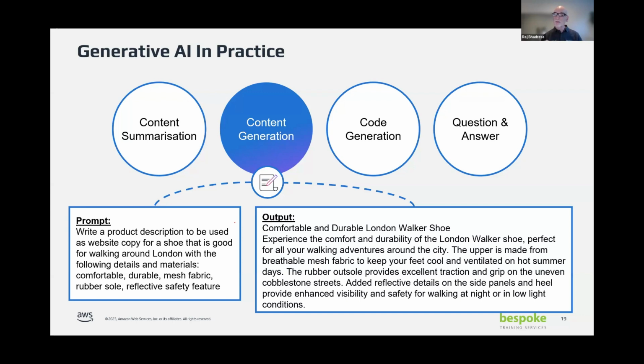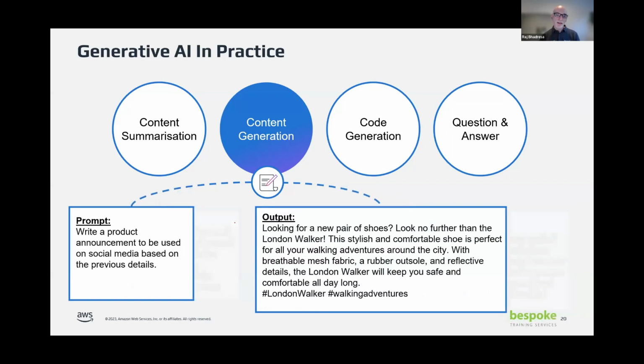So this is being generated for us, and we can use that as part of the marketing process for this particular shoe. Not only do we need something that's going to be good for the website content, we've also got to have something for social media. Again, we just change what we're putting into the prompt. Say, write something that's going to be used on social media based on the previous details. So it's remembering some of the history, which I'm going to refer to later on as context.